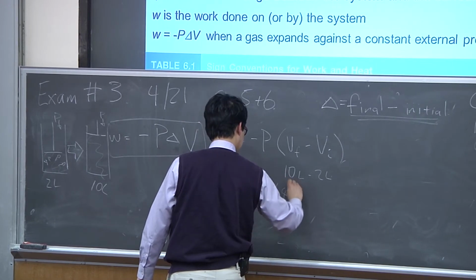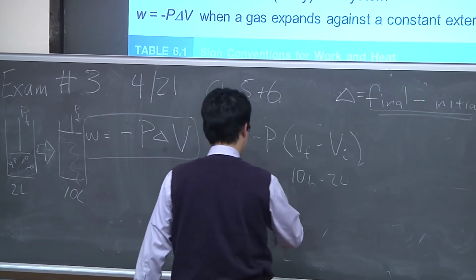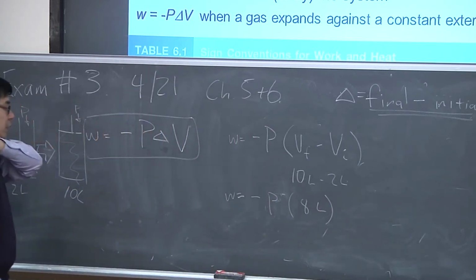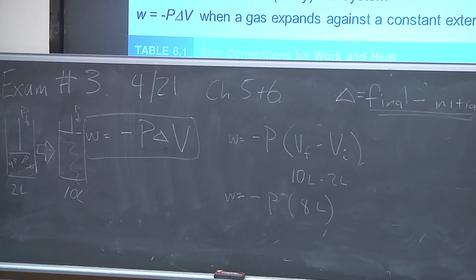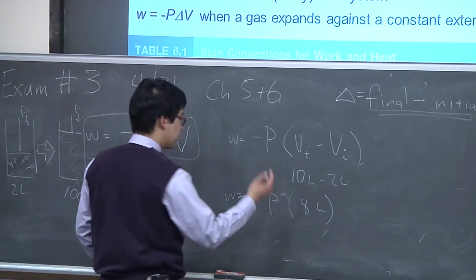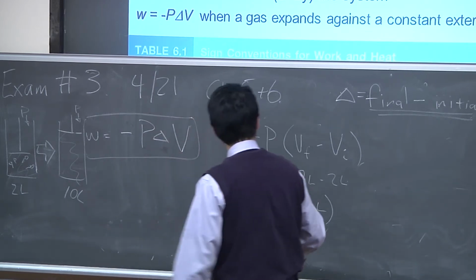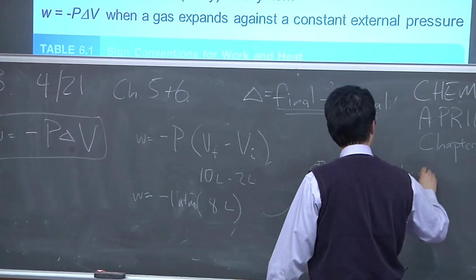Negative P times 8. Right, so P times 8 liters. And so the pressure is going to be whatever the pressure is. But the pressure is always going to be positive, right? In a situation like this, did I just mess that up? We're not going to have negative pressure, right? The pressure is going to be pushing down. It's going to be a positive pressure. And so let's just put in something like 1 atmosphere, okay? For P. When we do the math, we're going to get work equals negative 8 liters times atmospheres.